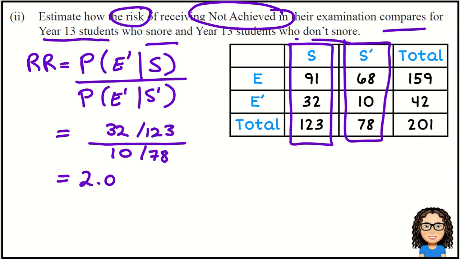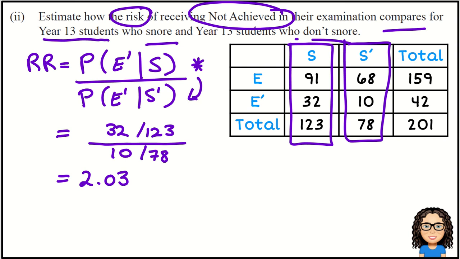2.03. Now what that means is that the number on top, so the probability of not achieving given that I snore, this probability is 2.03 times bigger than the number on the bottom, the probability on the bottom.